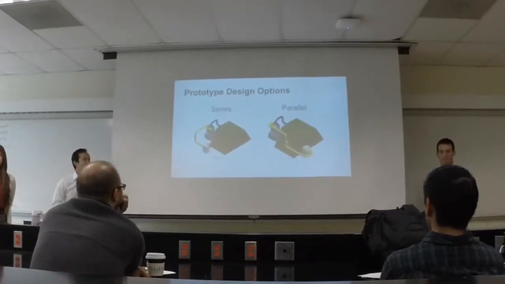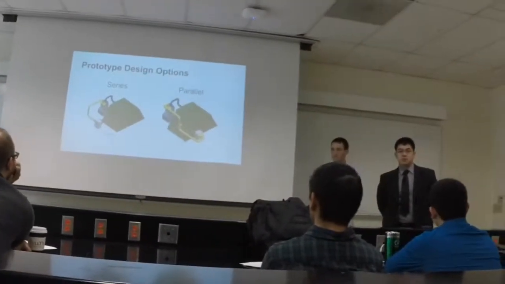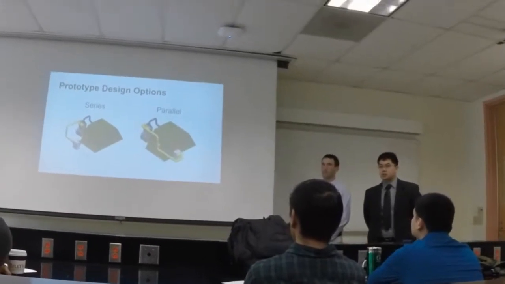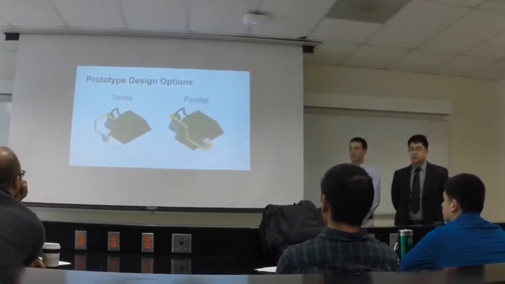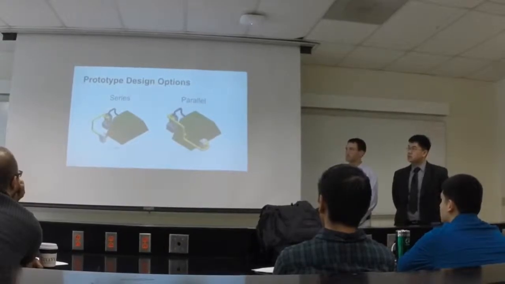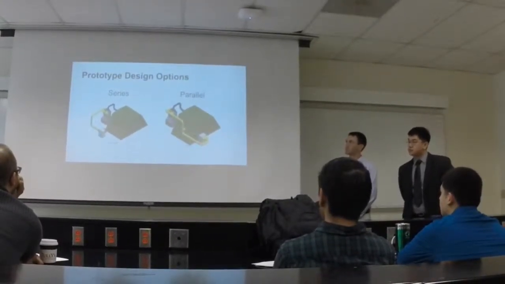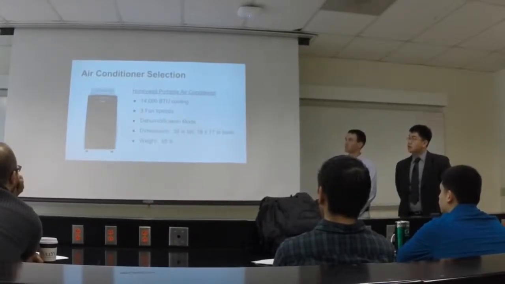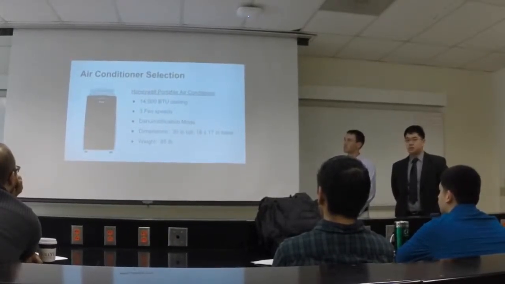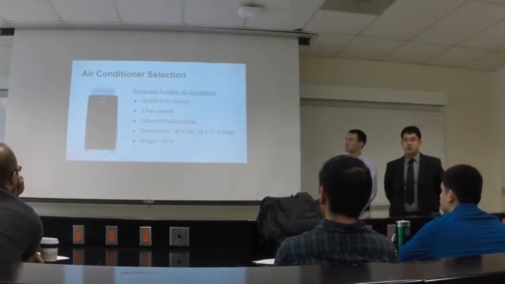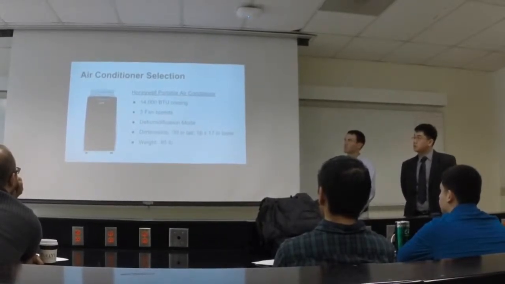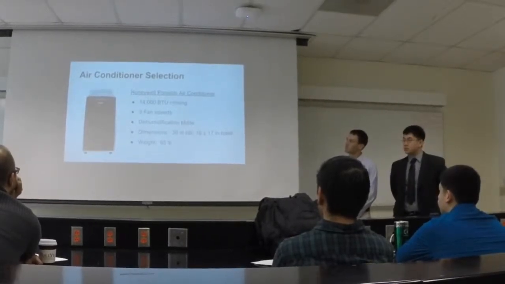So for our prototype design decisions, we decided to use the air conditioner and the dehumidifier and opted for a tent. As you can see here, we decided to use a series of parallel layout. For our air conditioner and dehumidifier, we decided to let our cooling system weigh the most out of our system. As you can see here, it's 65 pounds and 14,000 BTUs, like Minh mentioned.